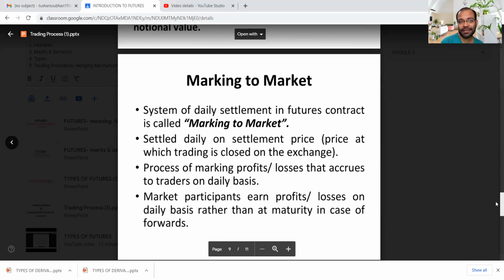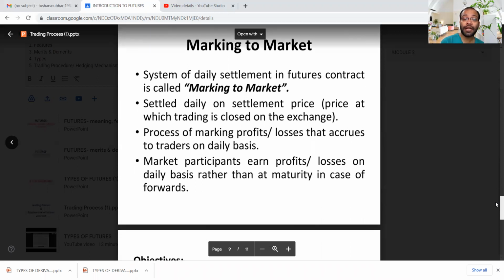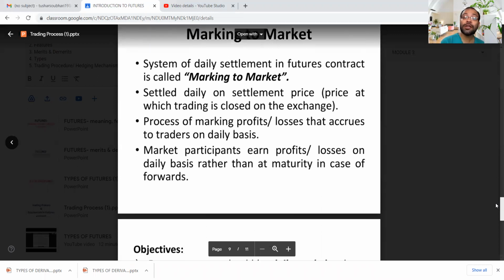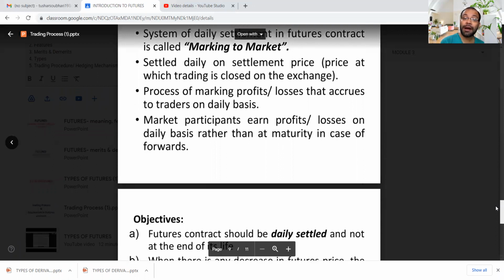The system of daily settlement in the futures contract is called marking to market. It's settled daily on the settlement price at which the trading is closed in the exchange. That's called the settlement price. It is the process of marking profits or losses that accrue to the traders on a daily basis. Market participants, be it the broker, buyer, or the seller, earn the profits and losses on a daily basis rather than at the maturity as in the case of forwards.